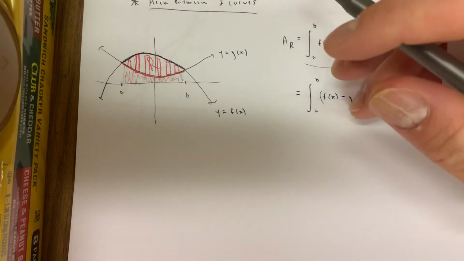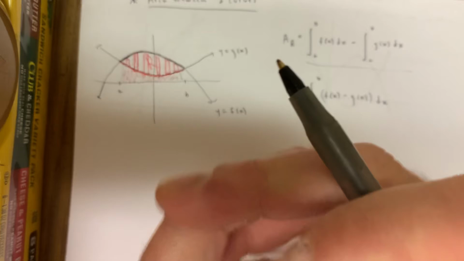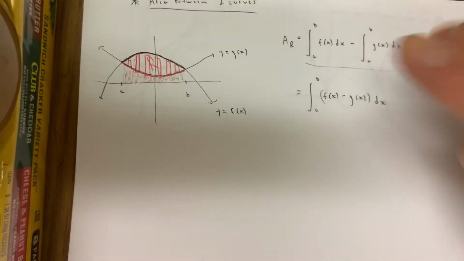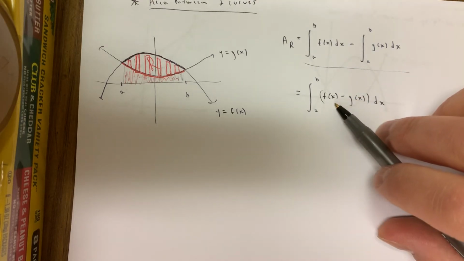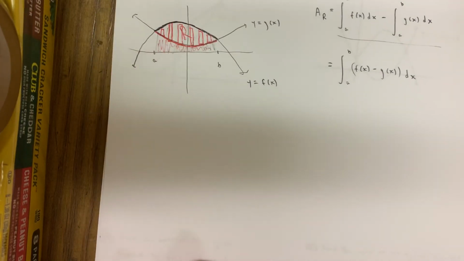Because remember, you could break up integrals over subtraction, but that means you could also put them back together over subtraction, okay? So really, that f of x is the upper function, and that g of x is the lower function. That's the formula you're going to use for area between two curves.